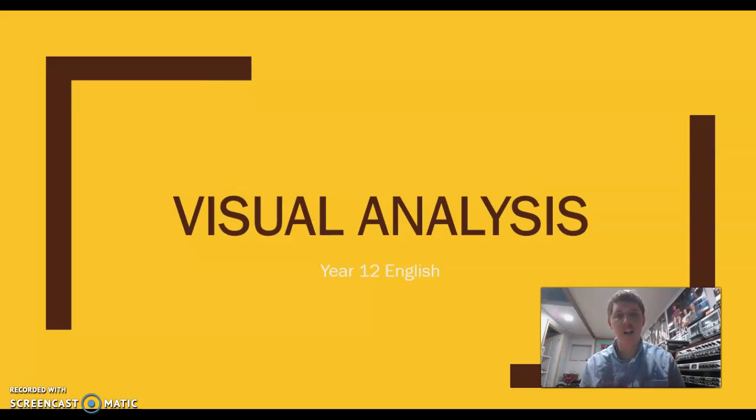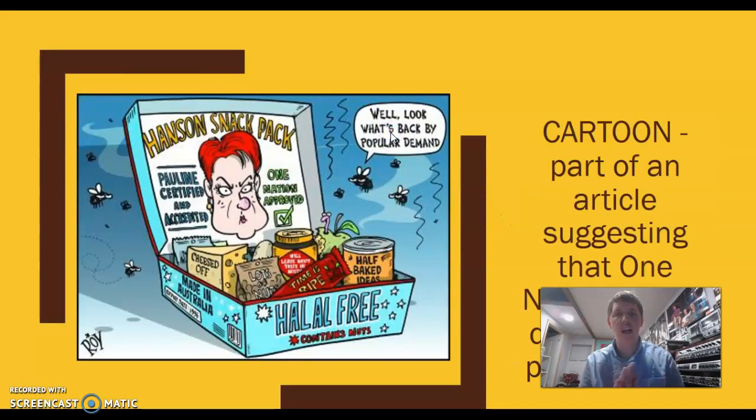We're going to jump straight into an image, and it's a cartoon, illustrated by someone called Roy. This cartoon was part of an article suggesting that One Nation should dissolve as a political party. So it's not an isolated image. The cartoon is used within an article to support their contention, but also to support a particular argument.